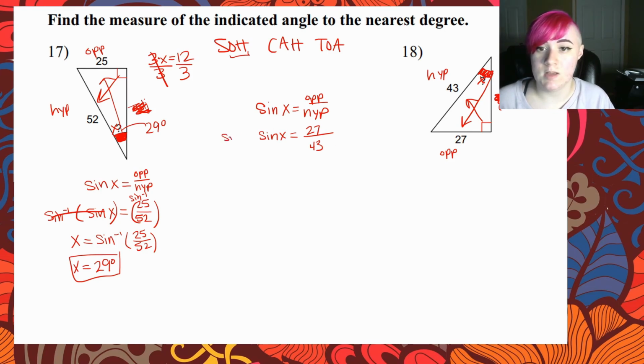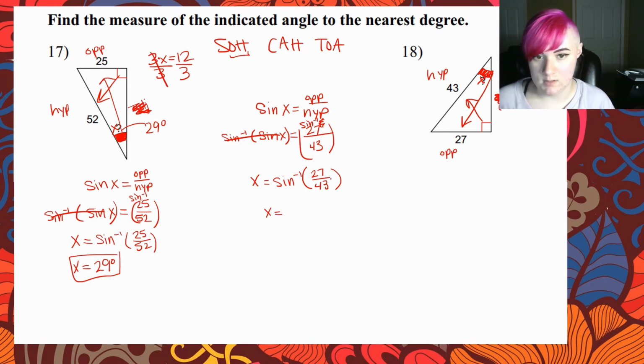Since we want rid of sine, we're going to have to take the inverse sine of both sides. Put my parentheses around that a little better. Okay. Cancel those two out to give us x. This side has the sine inverse, and then the fraction we already had. Okay. Type that in your calculator. Again, second or the shift button, and then the sine button, and then just type in the fraction as 27 divided by 43. It's going to give you about 39 degrees for that. So that angle is going to be about 39 degrees.